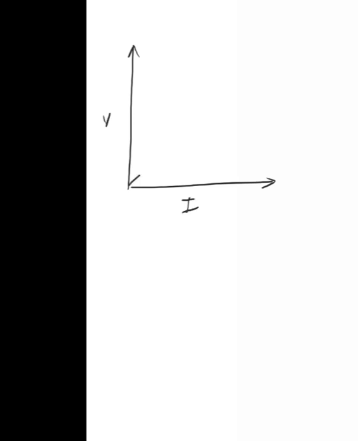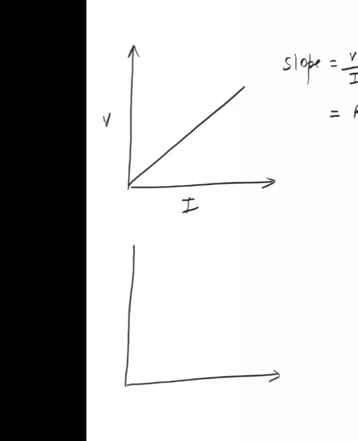Guys, do you remember how we find slope? Vertical distance upon horizontal. What is V upon I equal to? R. So slope will be equal to resistance here. But what if it was an IV graph? What would the slope be equal to now? Conductance, exactly. It will be I upon V, which is 1 upon R, which is conductance.